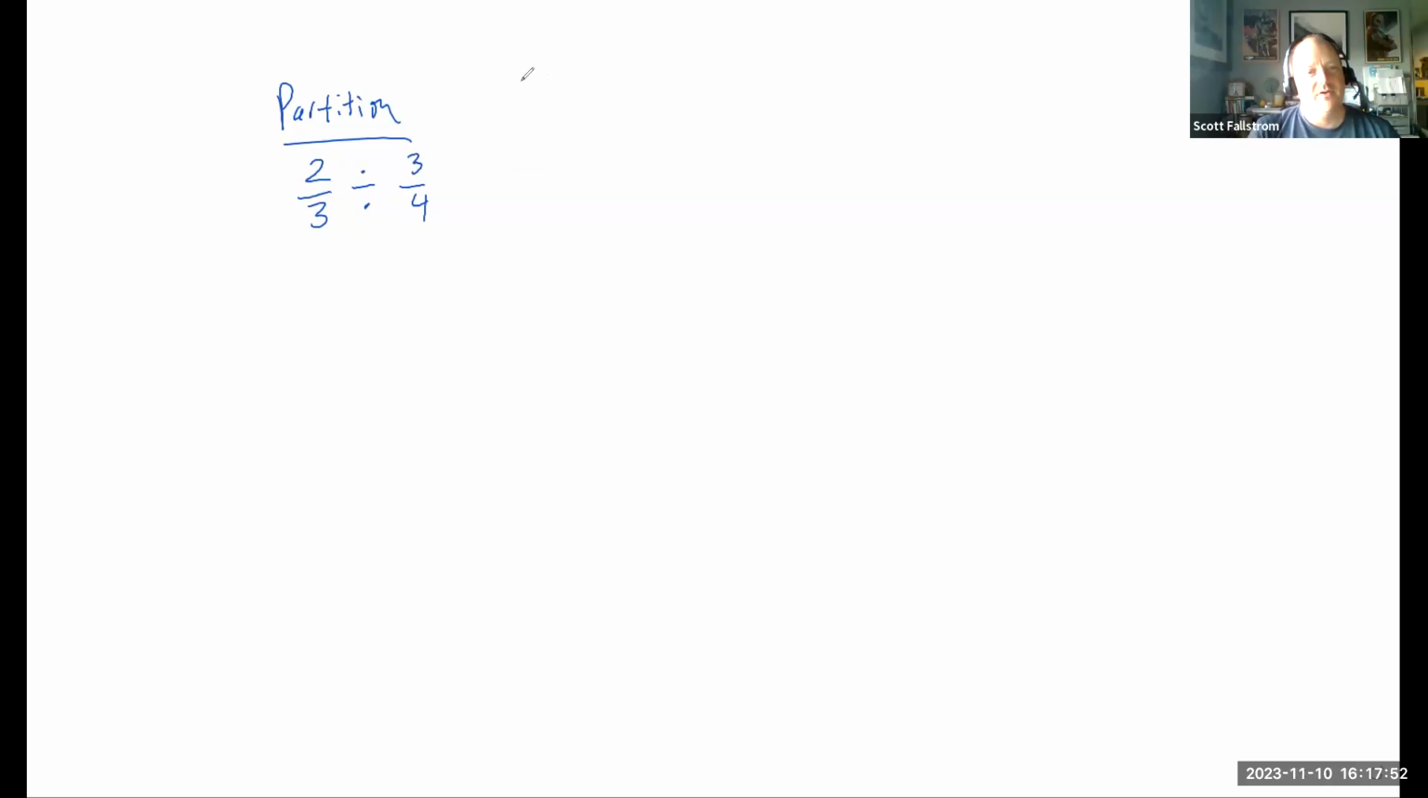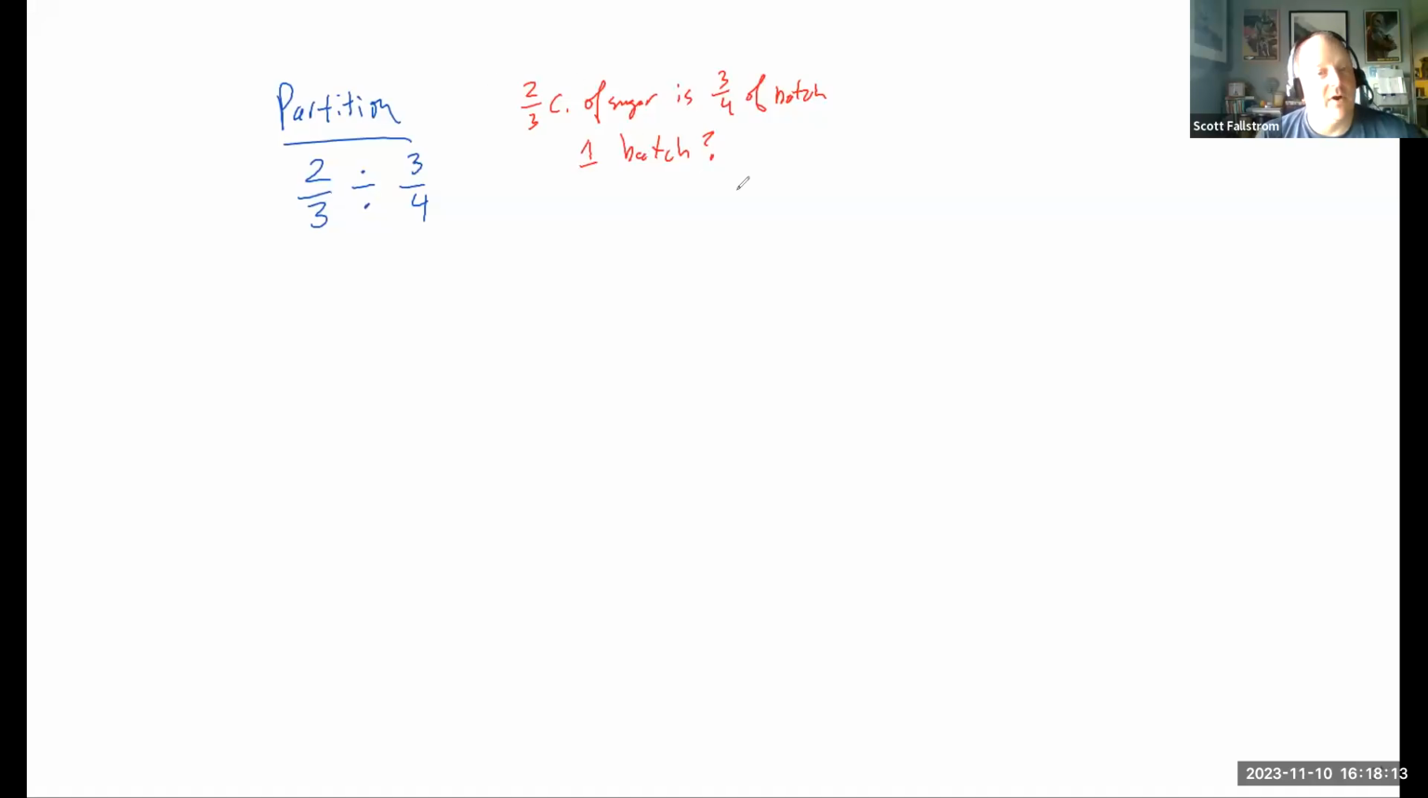I have 2/3 cup of sugar. Okay, that's not enough for a whole batch. That's enough for 3/4 of a batch. Question is, how much for one whole batch?